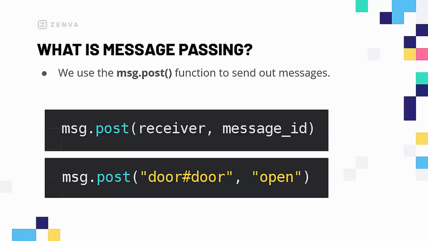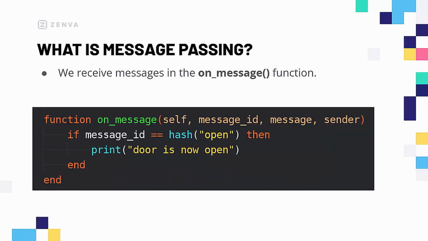We would get the door game object hashtag, which is basically our way of getting access to its components, and then we would get the door component, and then we would send over the message ID of, for example, open. This is a custom message ID that we are sending over. And then over on the door script, we would receive messages with the on message function.